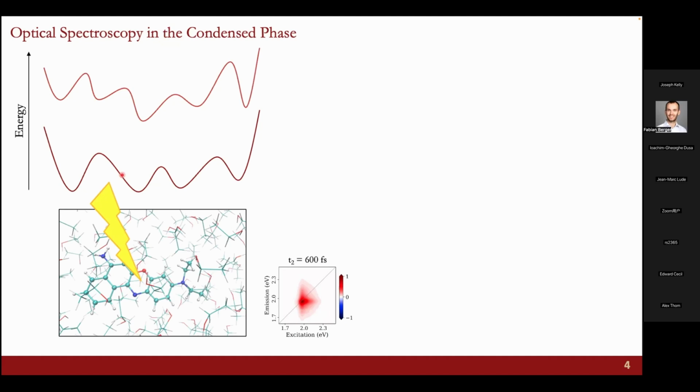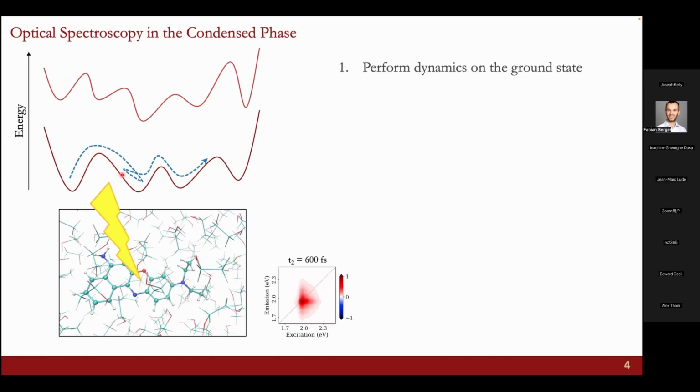And for Nile blue, we only really have to worry about two electronic states. And so we can run purely ground state dynamics by taking the second order cumulant approximation to the energy gap correlation function. And this then gives us a way where we don't have to run explicit excited state dynamics.